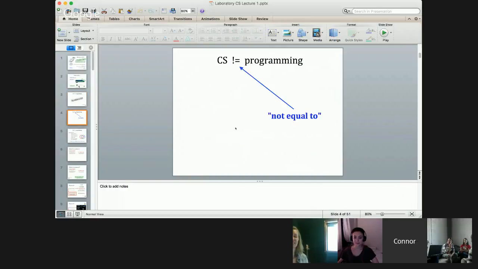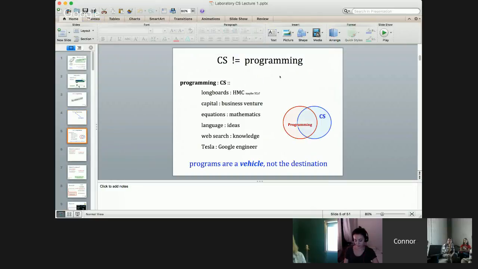So computer science is not equal to programming. It's not just programming. And you'll see this will run into very commonly, but this exclamation point equals means not equal to. Computer science is like language is to ideas, like equations are to mathematics. Basically, programming is a part of computer science. It's really a tool for doing computer science, but it's not actually what computer science is really about.